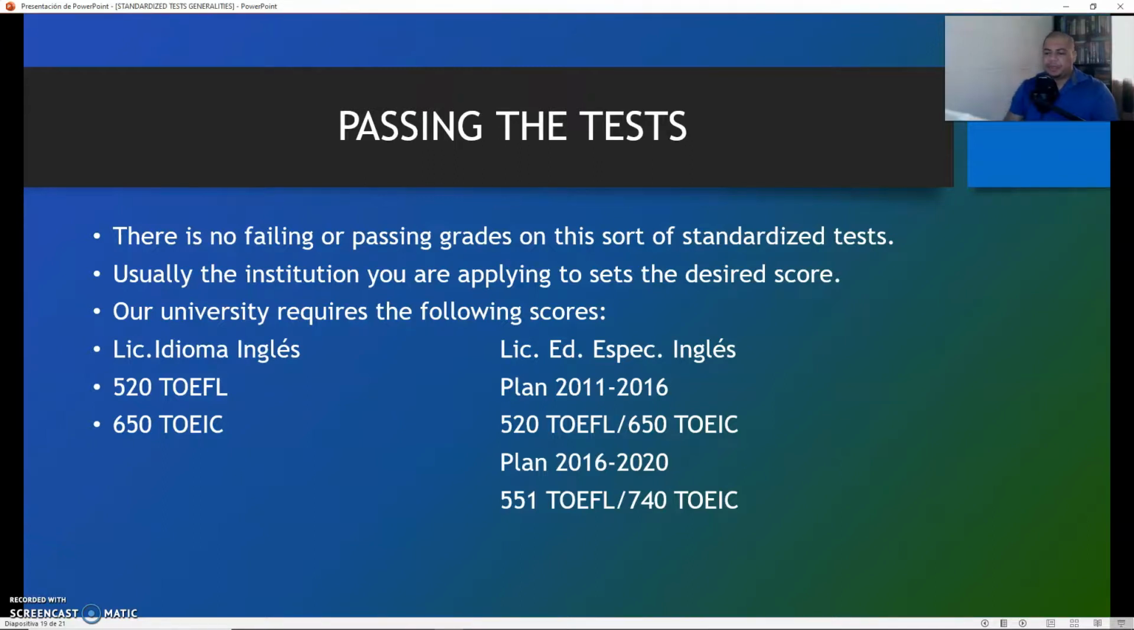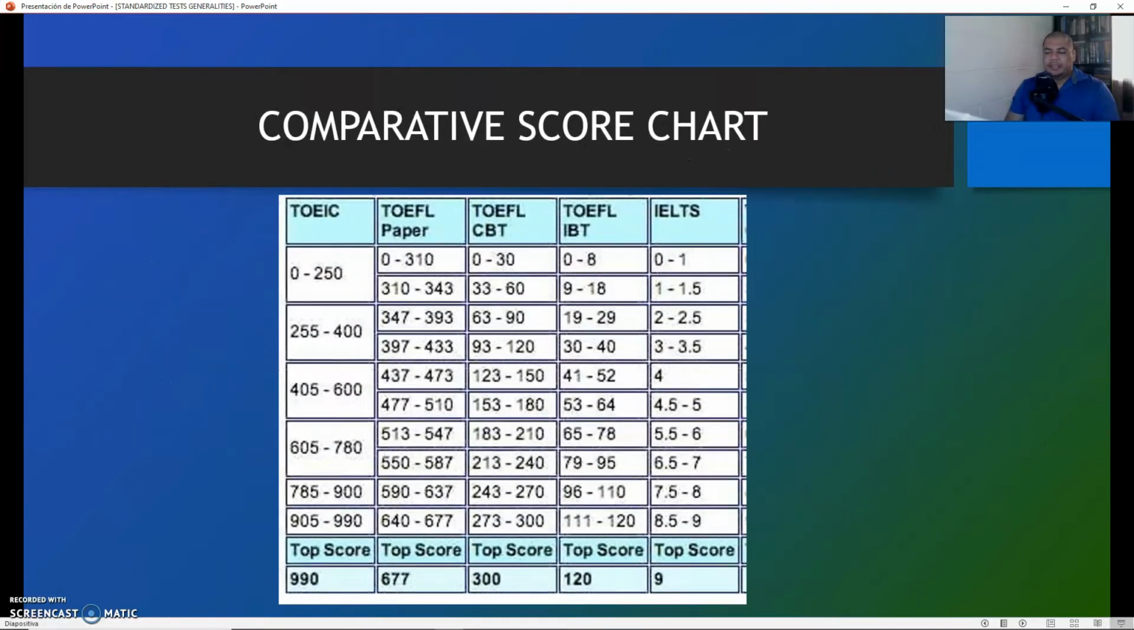Now, this is a comparative score chart. This is only for demonstration purposes. It's not really like that all the time. There are different charts that propose different gradings, different equivalences. But this kind of gives you an idea of how scores equate from one test to another test.